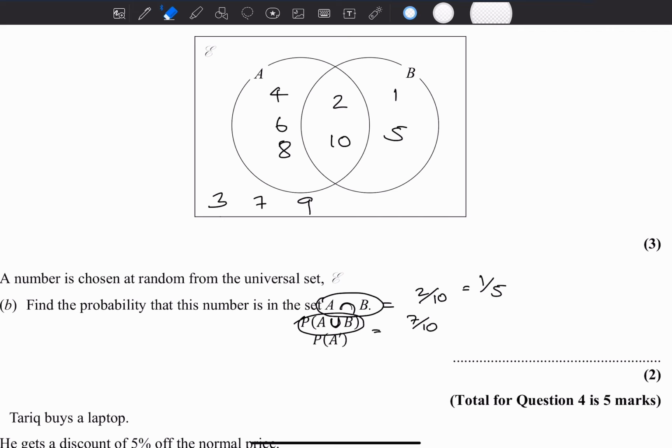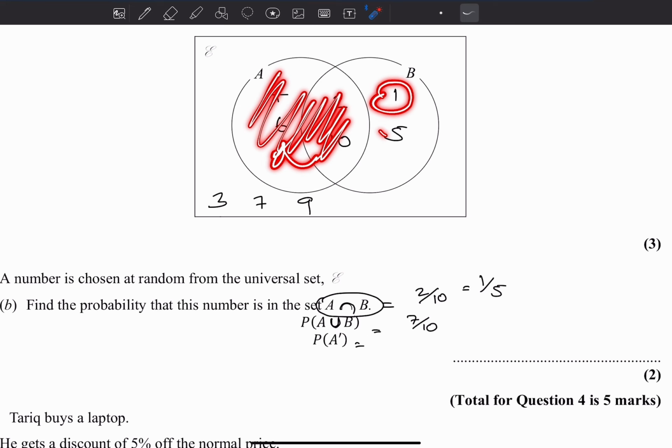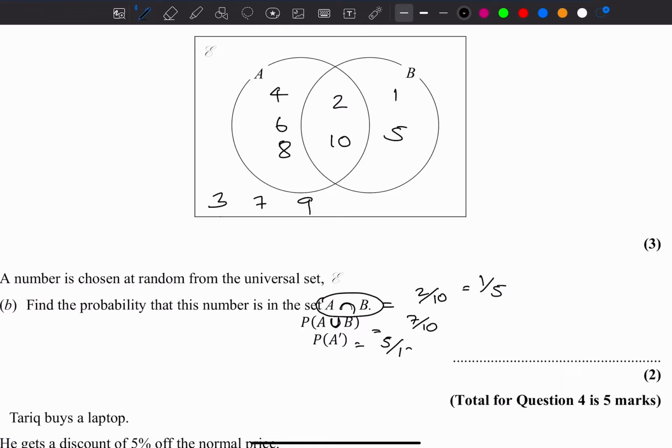In the next one, it says A dash. It's not the probability of A, it's A dash, which is a small dash. Technically, A is the whole of this. A dash is outside A. So 1, 2, 3, 4, 5. 5 out of 10, which is a half.